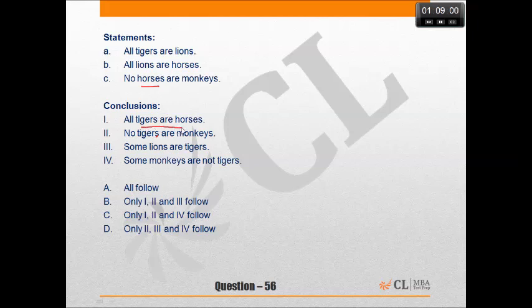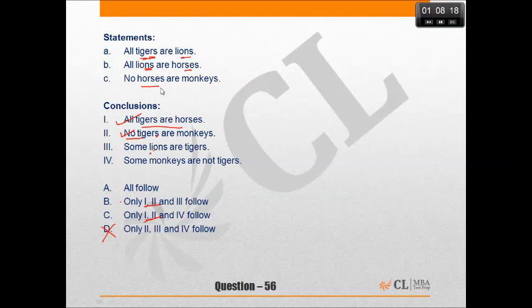All tigers are horses. All tigers are lions, all lions are horses, so all tigers are horses. Statement 1 follows. No tigers are monkeys. All tigers are lions, all lions are horses, and no horses are monkeys, so statement 2 also follows. No tigers are monkeys, yes. That means both of them follow. So 3 and 4. Statement 3 says some lions are tigers.